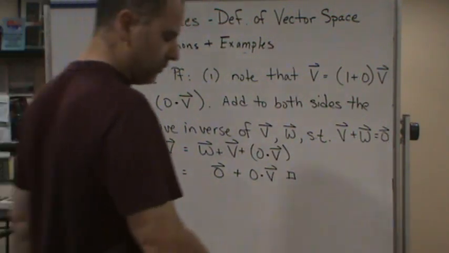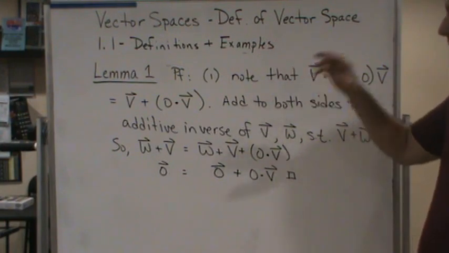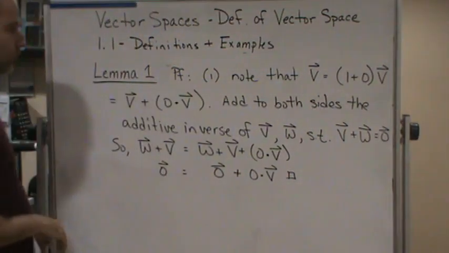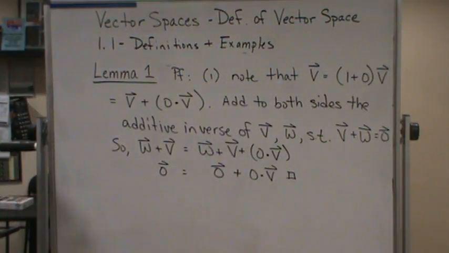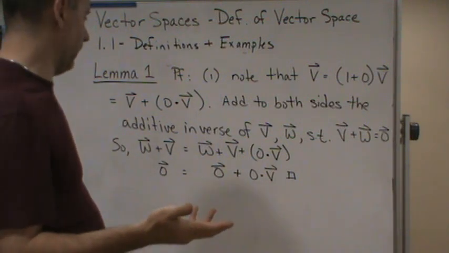Okay, so here's the proof of the lemma. So we're going to do the first one right now. So property number one is what? We're trying to show that 0 times the vector v equals the 0 vector.